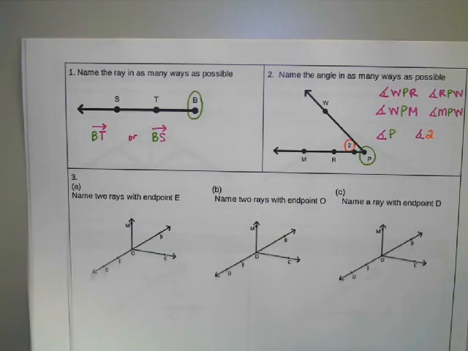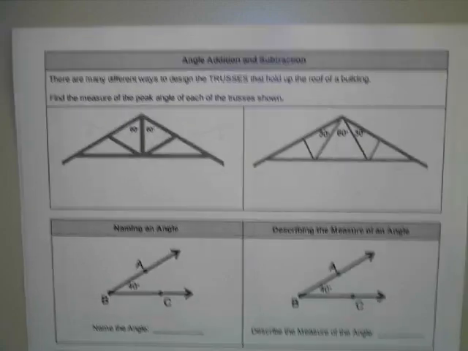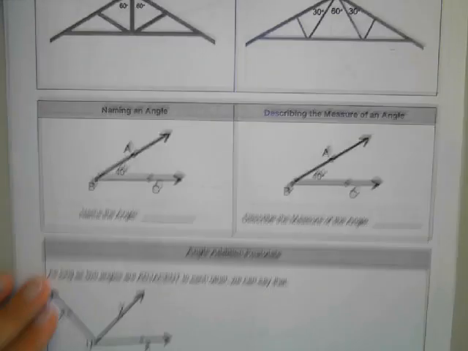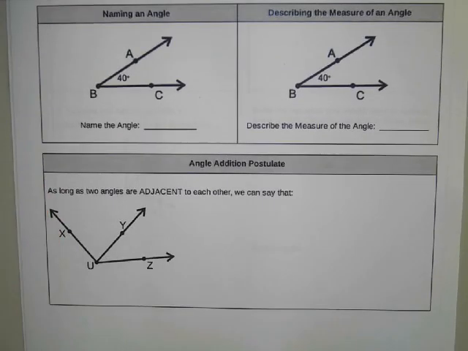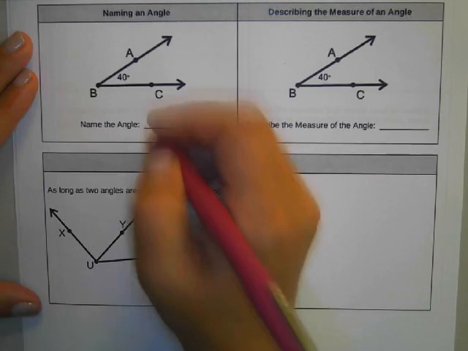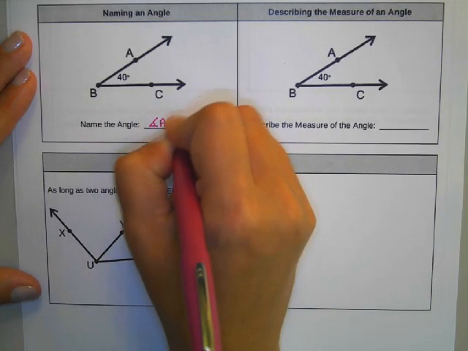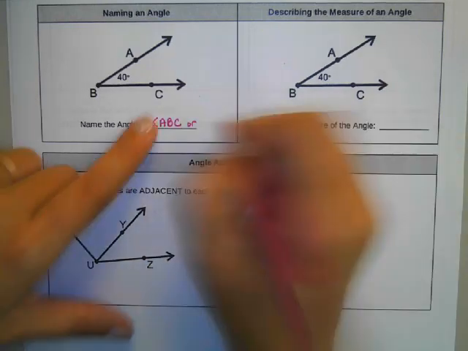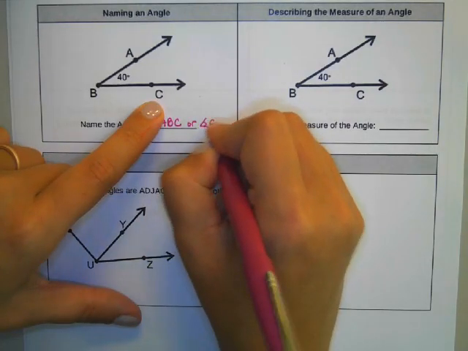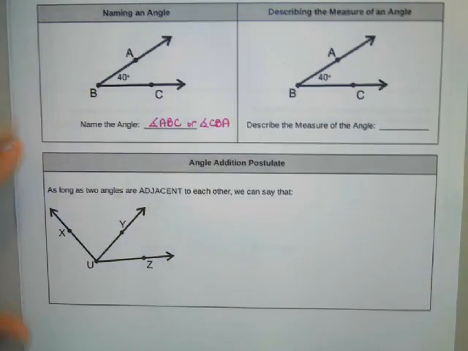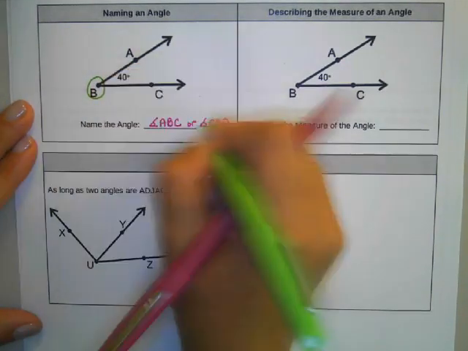All right, we're going to go ahead and go to the next page of your notes, and we are going to talk about angle addition and subtraction. One of the things we often do with angles is measure them to see how many degrees are in the angle. If I was to name this angle, I would write angle A, B, C, or I could name this angle C, B, A. And again, you'll notice that the vertex is the second letter.